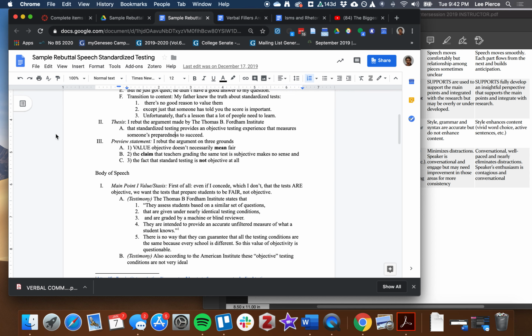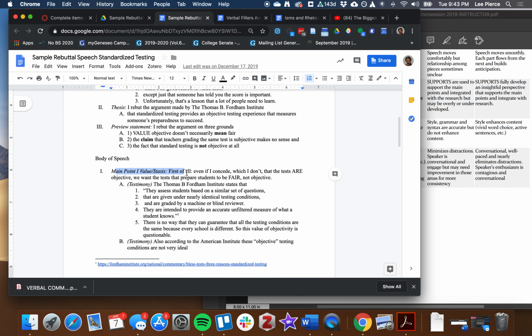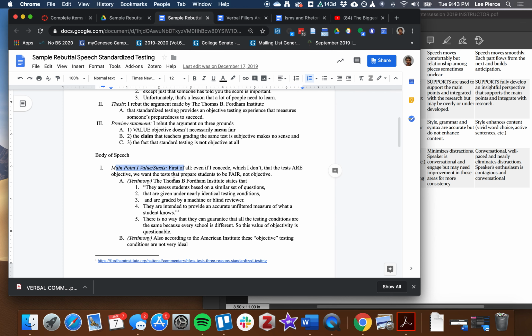they're coming from. All right, one thing that's different between this speech and the last speech is you're going to need a preview statement. Why do you need a preview statement? Because this speech has main points. Your last speech was short. It didn't have main points. It just had the one idea. But in this speech, you're going to have more than one idea.